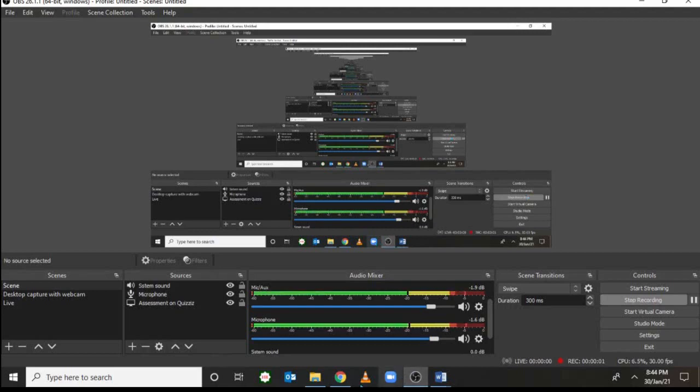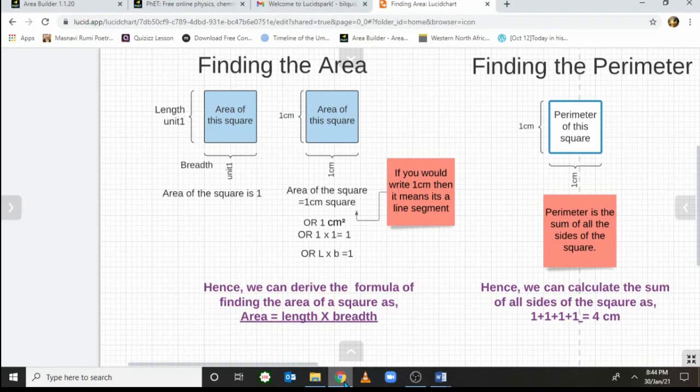Hello everyone, today I'll be teaching you the teaching pedagogy regarding area and perimeter for grade 5th mathematics class. First of all, I'll teach you how to derive the formula to calculate the area, and then we'll do some practice work in regards to area and perimeters of regular and irregular shapes.